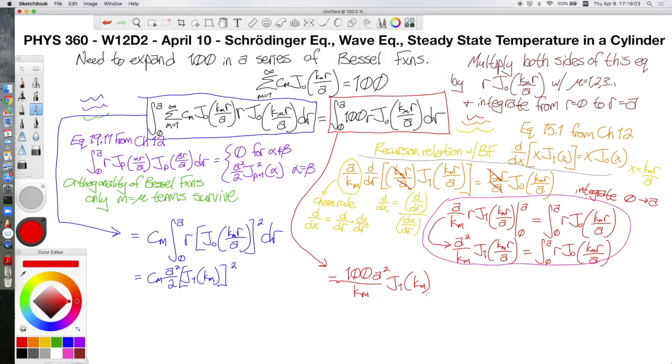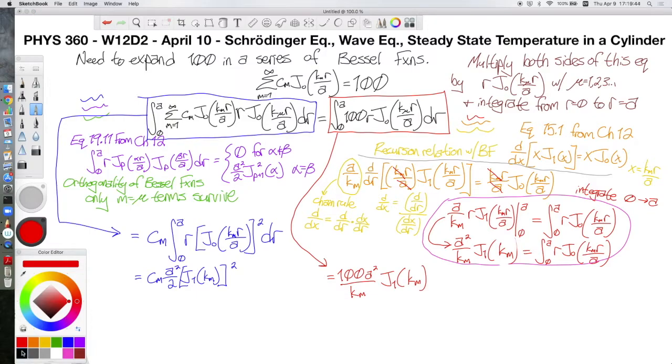I made a mistake earlier, so I need to back up a little bit. So let me erase what I've just written here so I can fix my mistake, which is in the term I circled in pink. I forgot to plug in r equals a in my Bessel function here. And when I do, the interior of this Bessel function just becomes k_m. So there we go. Now I'm ready to write down what the equation at the top is equal to, and it will turn out this integral is just equal to 100a squared divided by k_m times J_1 of k_m.